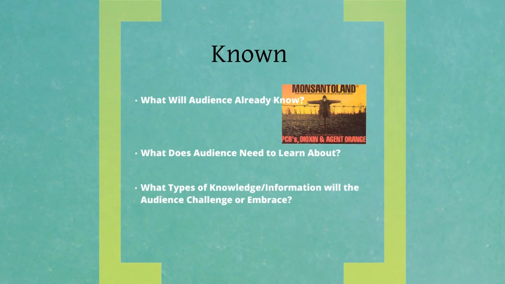What types of knowledge or information will the audience challenge or embrace? Writers often consider this when writing to resistant or supportive audiences. An audience of Monsanto stockholders doesn't want to hear about how Agent Orange is causing cancer. An audience of Indian farmers who have lost their farms because of Monsanto's patent wars would want to learn about what they could do legally to retrieve their livelihood.